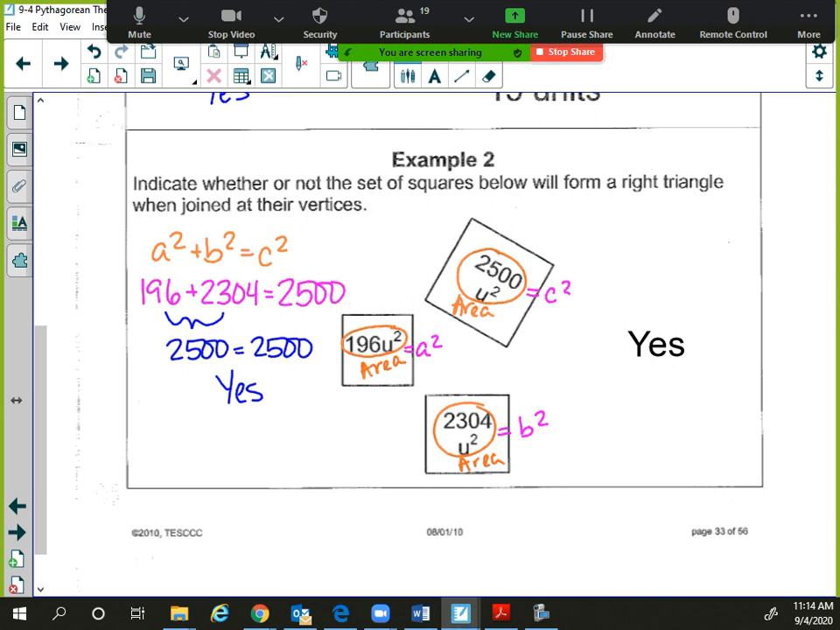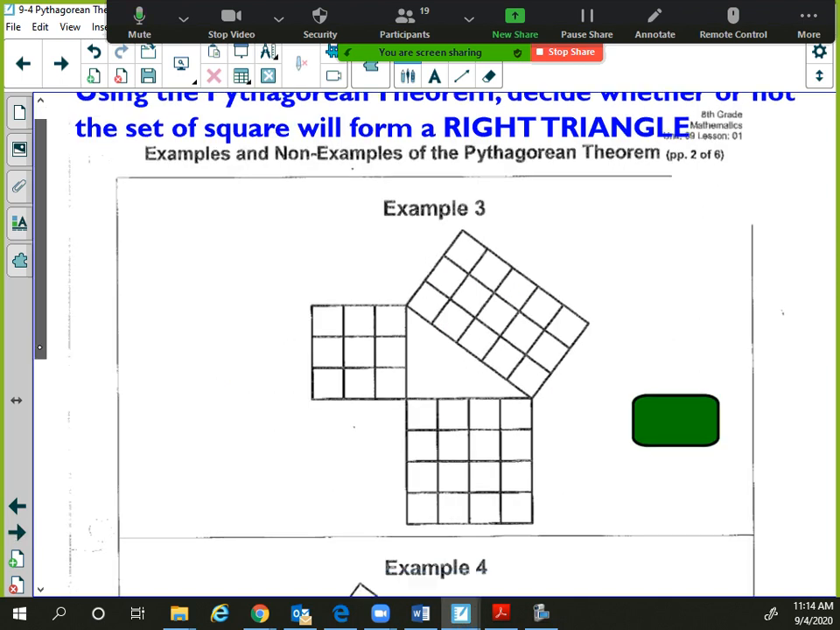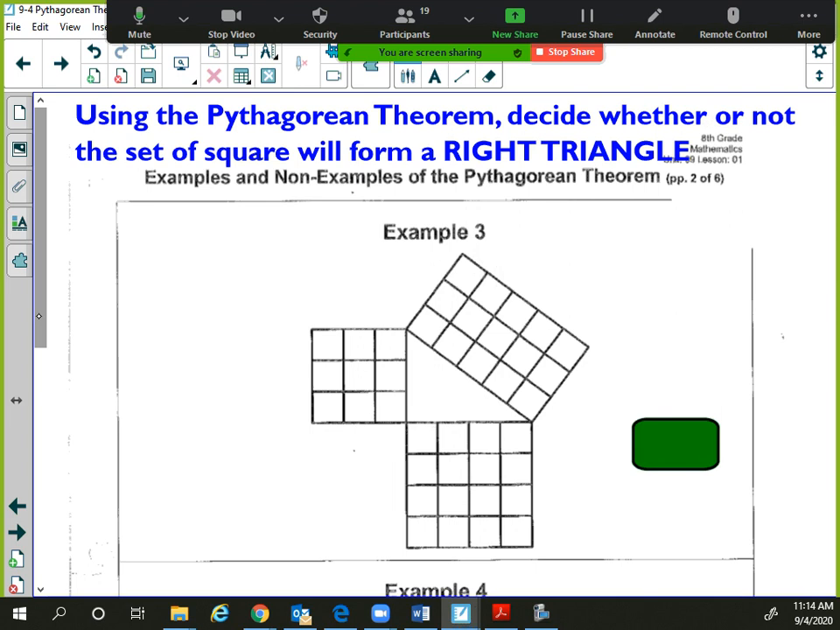Very good. Okay, so let's keep going. Got a few more of these proofs we're going to do. So let's look at this one. We're doing the same process. Are these going to form a right triangle? Okay, so if we look at this one, we can count the squares. So we know that this is 9, that's my smallest one, and that is a squared. My next biggest one is the one on the bottom, and this one is 16 square units. So this is my b squared.